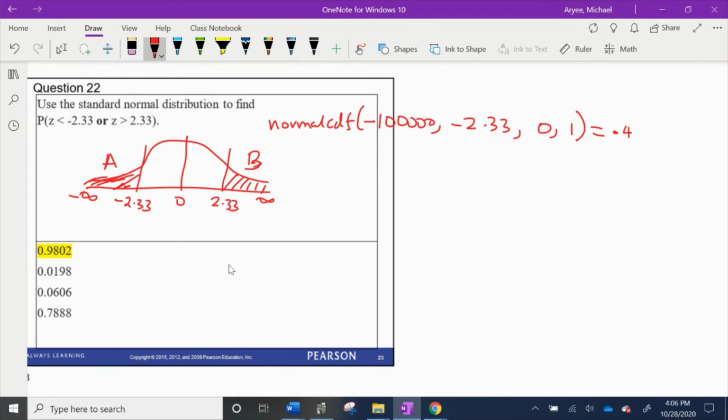Can someone double check for me? I got 0.0099. You said 0.99? Yeah. Negative 1 million, negative 2.33. Anyone else checking for us?